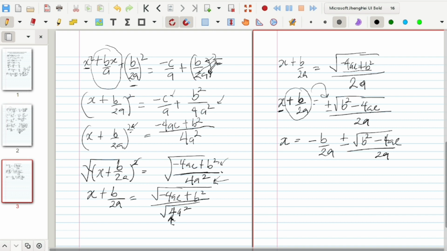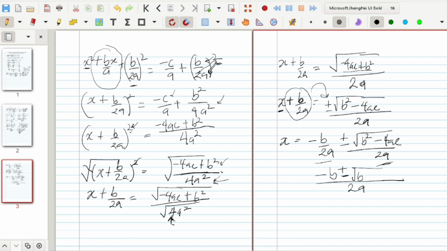Then this is like a fraction, so you find the LCM. Since they're the same number, LCM is 2a. 2a into a is 1, 1 times minus b, that's minus b. Put in your plus or minus, then you have 2a into a is 1, 1 times the square root of b squared minus 4ac, which is still the square root of b squared minus 4ac. So this is how we derive the general formula.